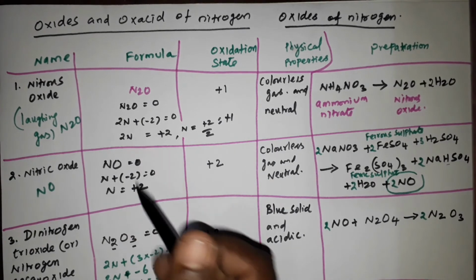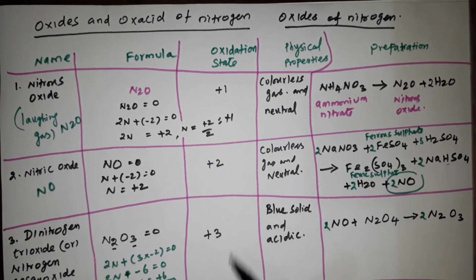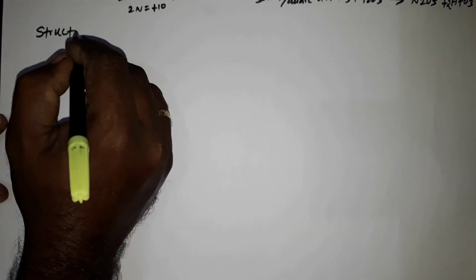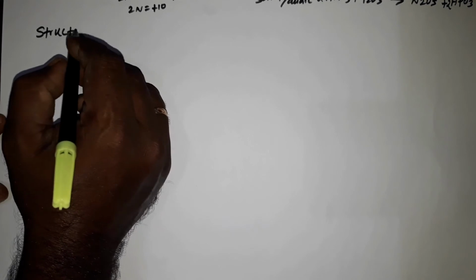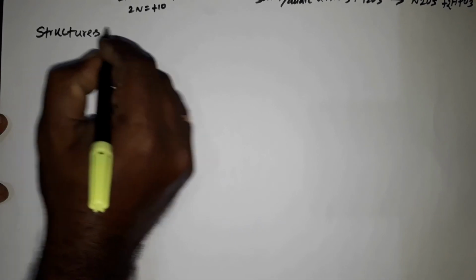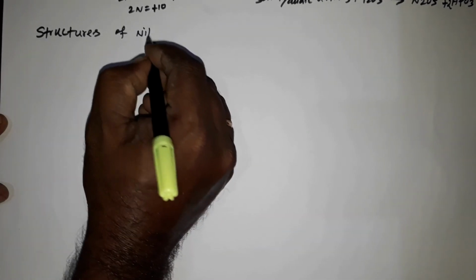Then the formula is given, the oxidation state is also explained, then physical properties, then preparations. So it is very easy, you can understand easily. Okay. Now the structure of oxides of nitrogen. So we are going to see the structures of all the oxides of nitrogen.